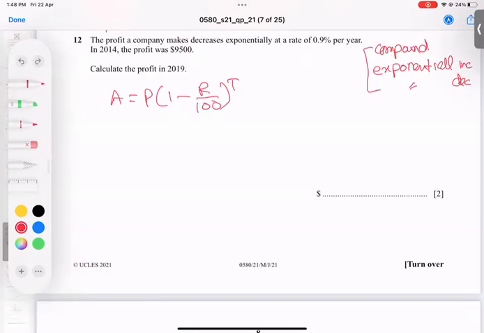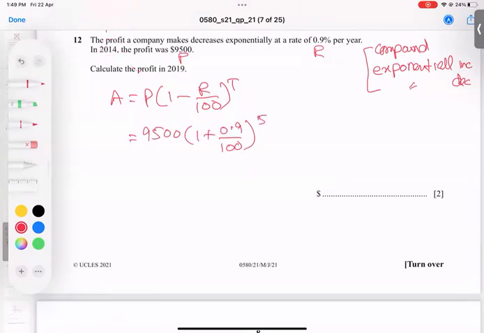Now he's asking here, read it. The rate is 0.9 per year, this is a capital R, in 14, and the profit was this much, 9500. This is called the starting value P, and I want to find it out. So let's plug in 9500 and 1 plus 0.9 over 100. And how many years? Because in 14 and this 19, so a 5 year gap.